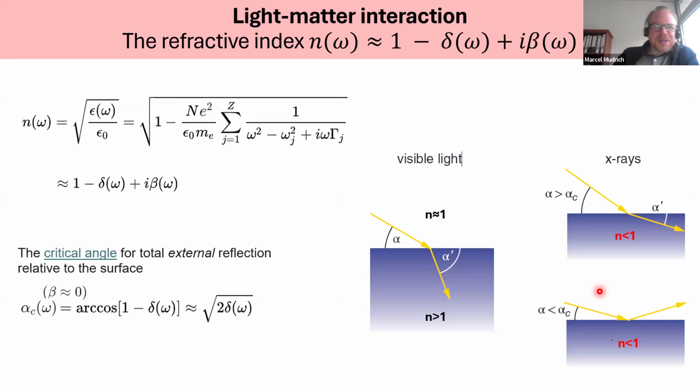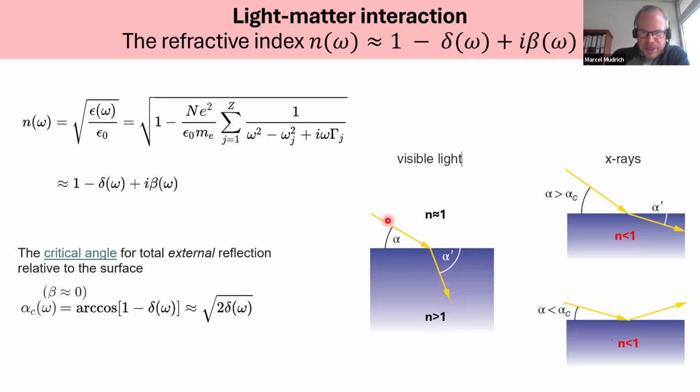So we just learned that the index of refraction in the X-ray range can be smaller than 1. What does this mean for refraction? If we look first at the middle sketch here, this shows an interface from air, with an index of refraction of roughly 1, into water, for example. Water has an index of refraction slightly larger than 1.